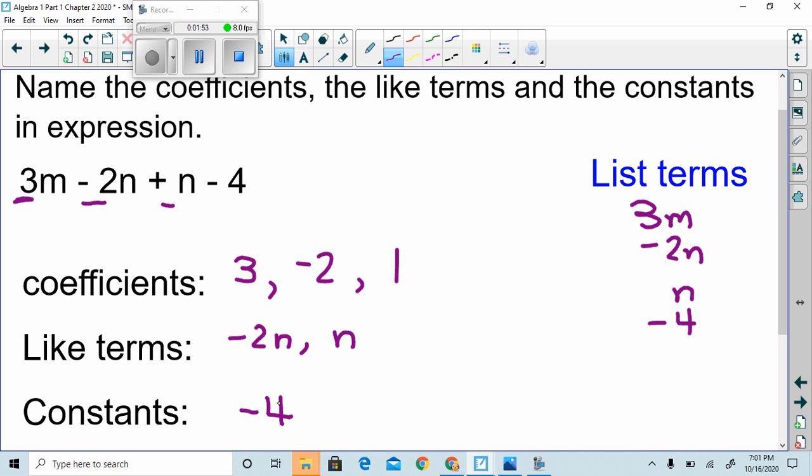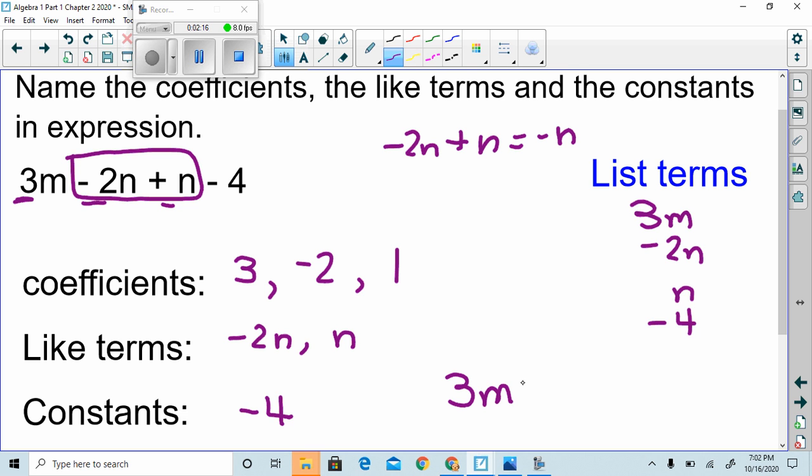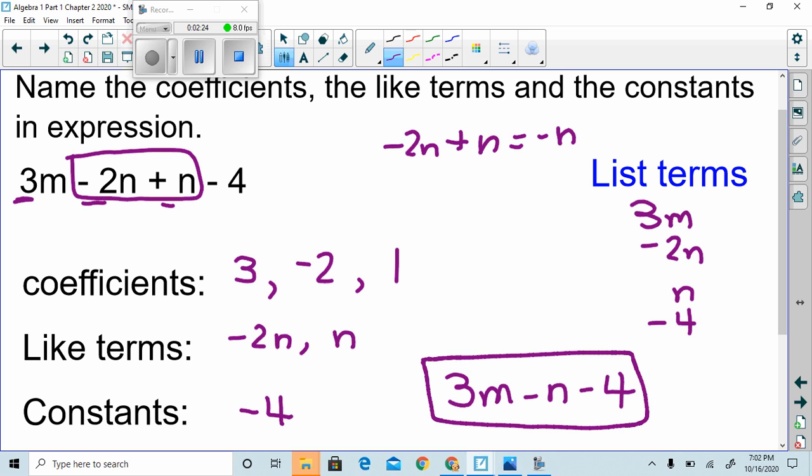Now, you might be asked to see if you could simplify this expression. Well, if I look carefully, these two center terms are what we call like terms, and they can be combined. I'd have a negative 2n plus 1n, and that's going to give me a negative n. So my new expression that is equivalent but simplified is 3m minus n minus 4. Nothing else to simplify here because these are all unlike terms.